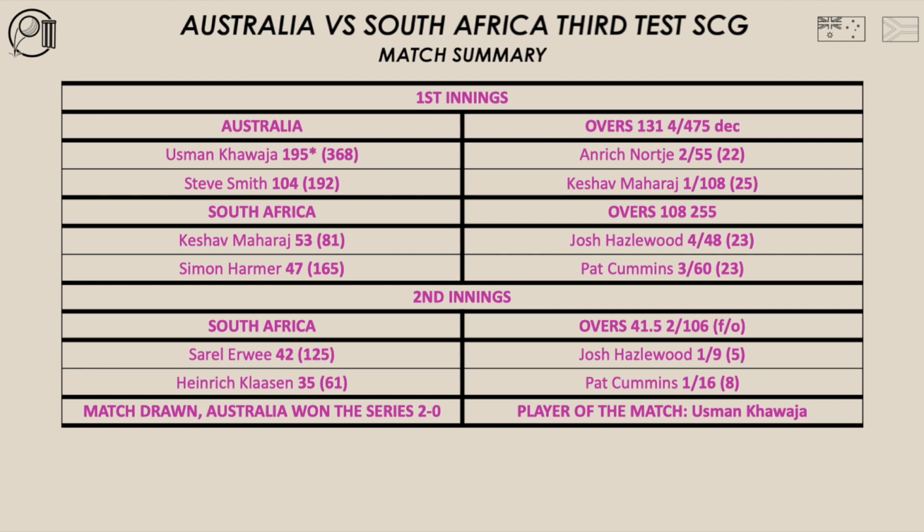South Africa were asked to follow on, and they finished on 2 for 106 in their second innings. Irvie top scored with 42. Hazlewood and Cummins took 1 wicket each. The match was a draw. Australia won the series 2-0, and Usman Khawaja was named Player of the Match.